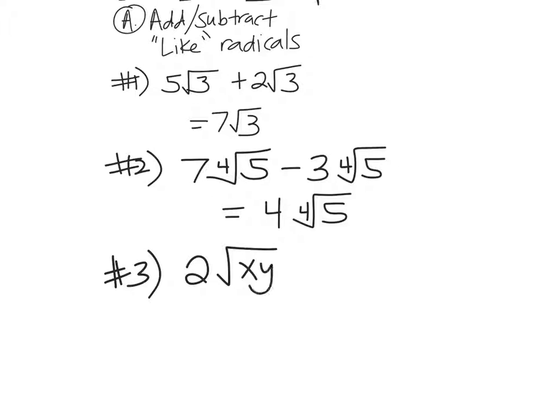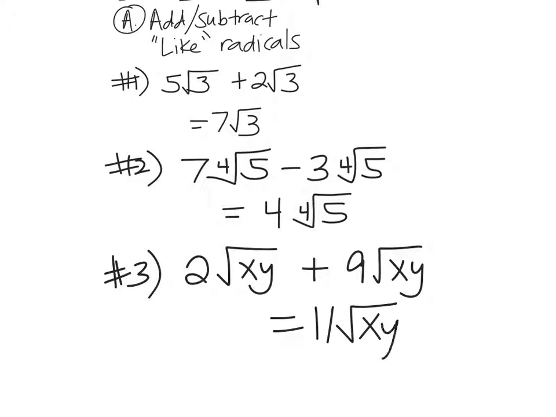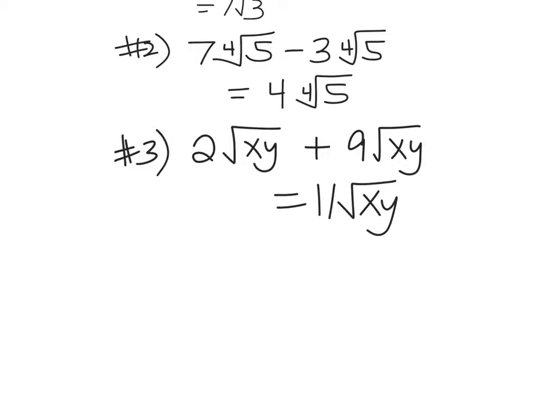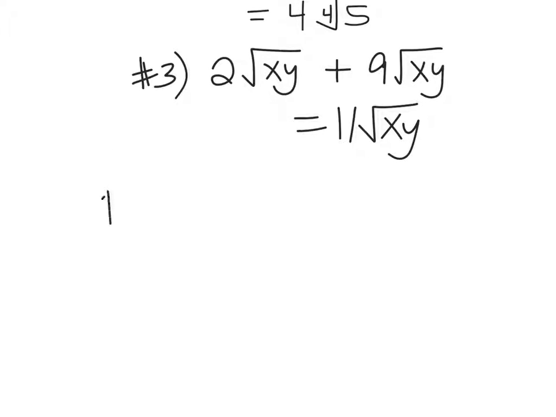2 rad xy plus 9 rad xy. Okay? Those are good too. They both have a square root. They both have xy inside. We can combine them. There are 2 of them plus 9 more of them gives us 11 of them. Okay, so you feel pretty good. You don't want another one of those because then I would just be insulting you. So now let's go ahead to part B.